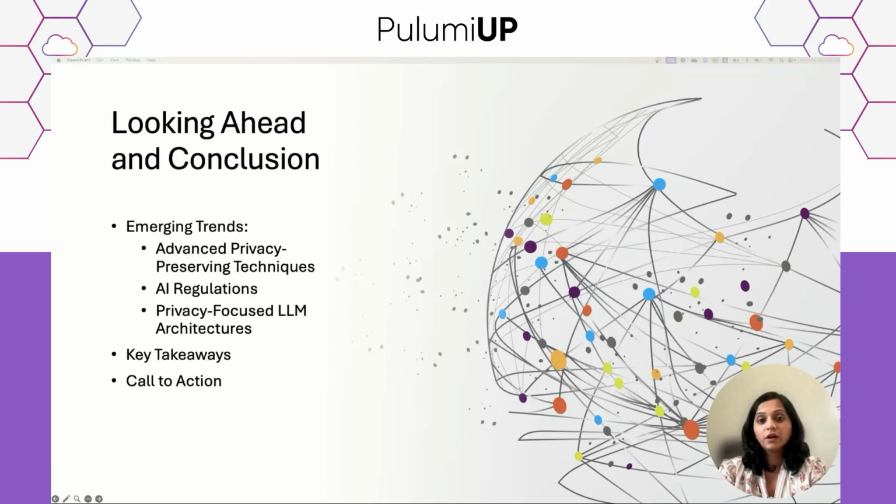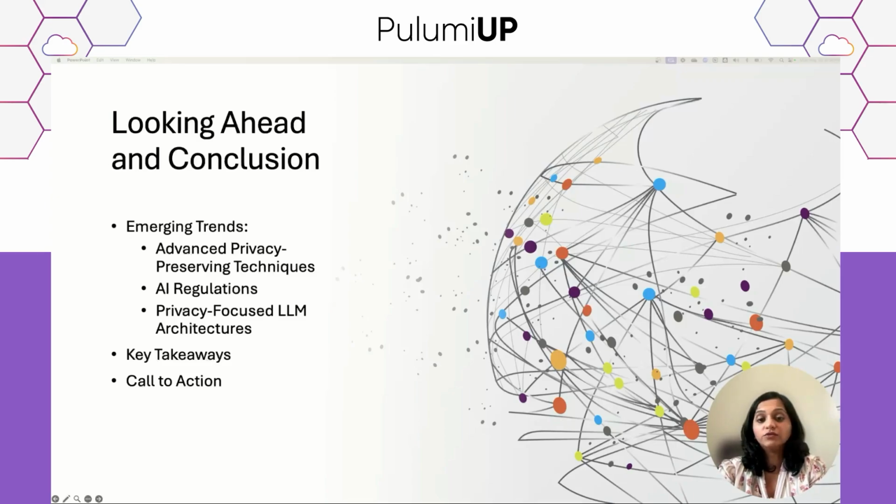On the regulatory front, we are likely to see more AI specific regulations. The EU is already working on its AI Act, which could set new standards for AI governance, including privacy protections. This could shape how we develop and deploy LLMs globally. We are also seeing efforts to develop privacy focused LLM architectures from the ground up. Instead of trying to bolt privacy onto existing models, these approaches aim to make privacy an integral part of how the model functions. Now, let's recap some key takeaways.